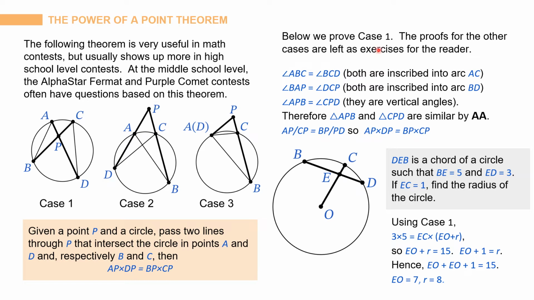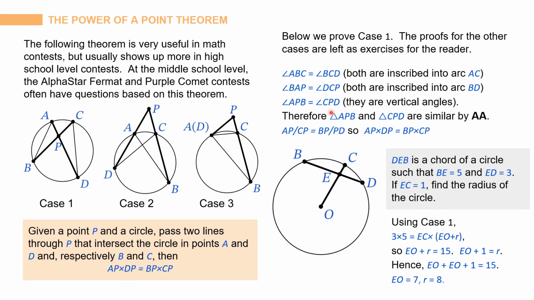But let's start by proving case 1, and the other proofs will be left as exercises. Angle ABC and angle BCD are equal to one another because they're both inscribed into the same arc AC. Angle BAP and angle DCP are equal to one another because they are both inscribed into arc BD. And angle APB is equal to angle CPD because they're vertical angles. So these triangles are similar by angle-angle or by angle-angle-angle.